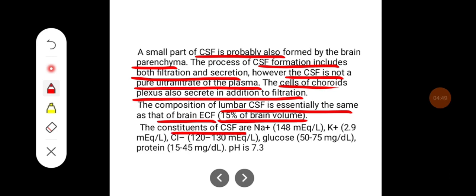The constituents of CSF are mainly sodium, potassium, chloride, glucose, protein, and pH, and their concentrations are given in the brackets. And the pH of CSF is around 7.3.